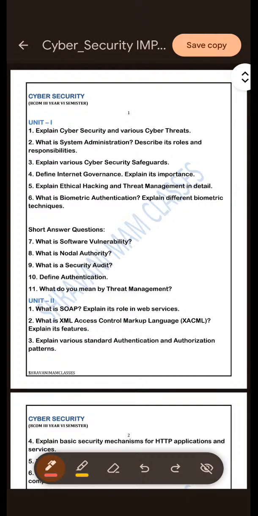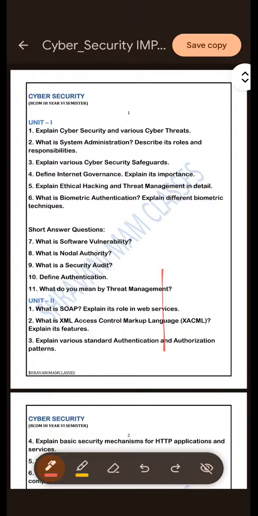And coming to the third question, explain various cyber security safeguards. What are cyber security safeguards? Safeguards are protective measures used to prevent cyber attacks. How can we prevent them? By using firewalls, antivirus software, encryption, strong passwords. By applying these methods, we can protect systems. This helps you to reduce the risk and protect sensitive data. Like this you have to explain various cyber security safeguards.